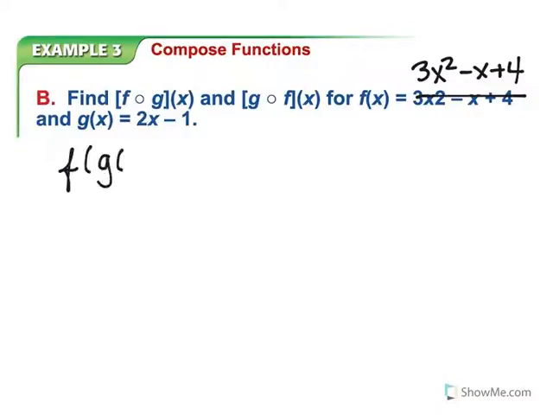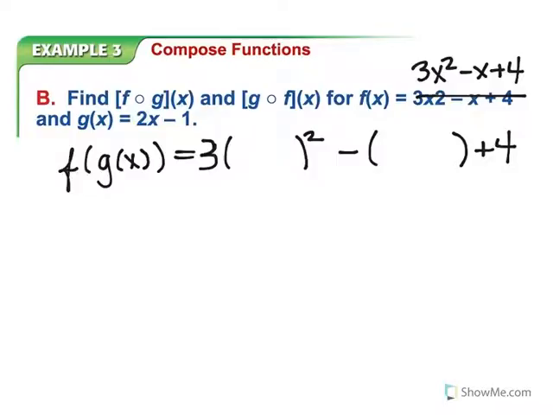So f of g of x means everywhere in your f function where you see an x, you first need to replace it with parentheses, like this: 3 parentheses squared minus parentheses plus 4. This is going to give you a shell. And what it's saying is everywhere you see an x value in your f of x function, you are now going to replace it with your g of x function, which is already defined to you as 2x minus 1. So we're going to place a 2x minus 1 here and a 2x minus 1 here.